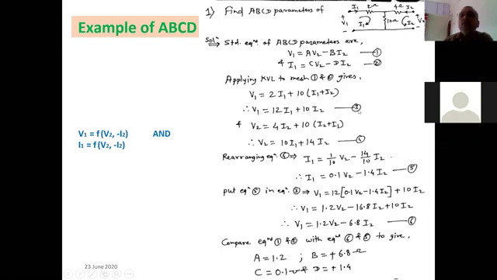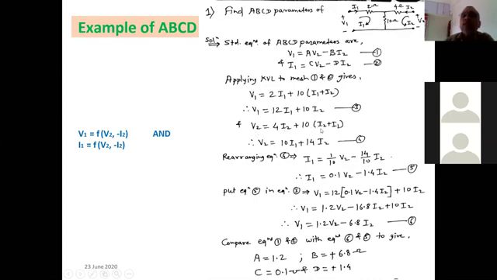So let us say this is equation number 3 and apply KVL for mesh 2. It will result in the equation V2 equal to 4 I2 plus 10 times (I2 plus I1). That is, V2 is equal to 10 I1 plus 14 I2. Let us say it is equation number 4. Now you observe equations 3 and 4.